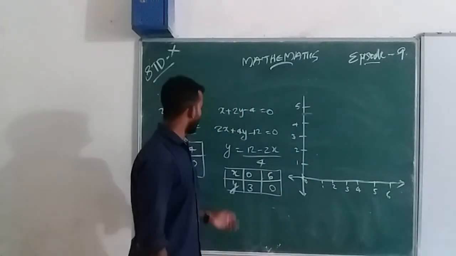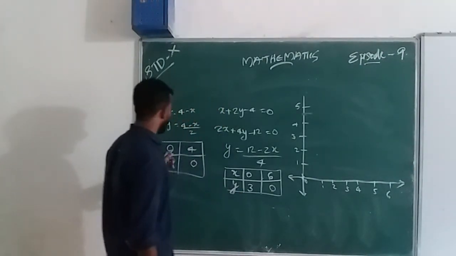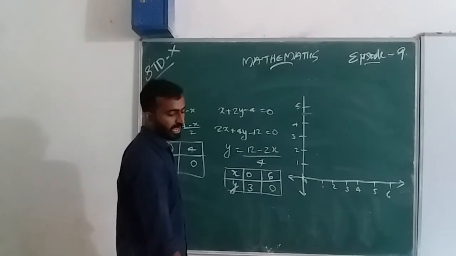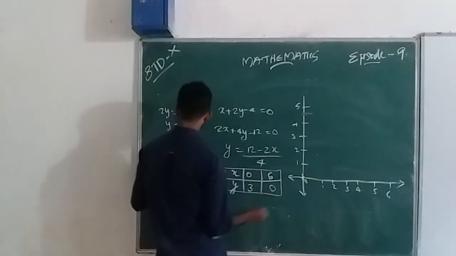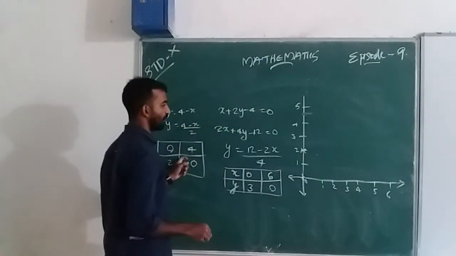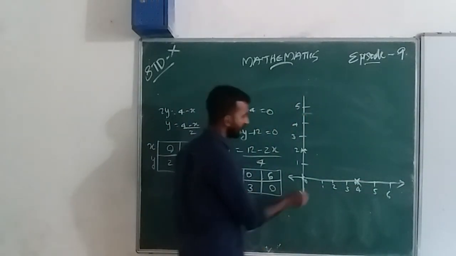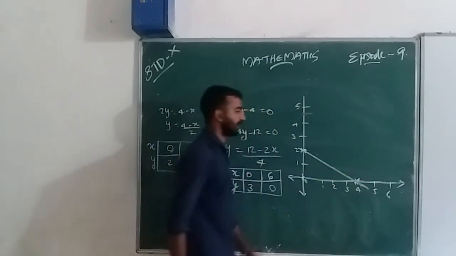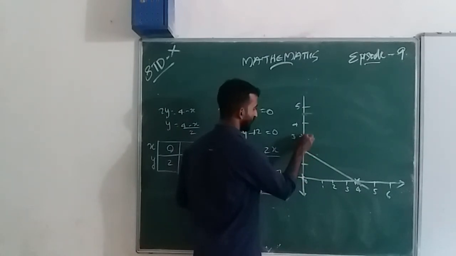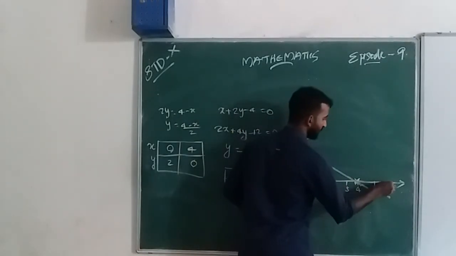And here what is the first equation? The point 0, 2. When we take the x coordinate as 0, then the y coordinate is 2. And next is 4, 0. That is here. We draw the line. And next is 0, 3, which is here. And next is 6, 0. That is important.